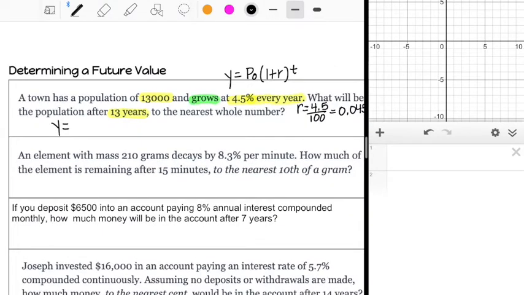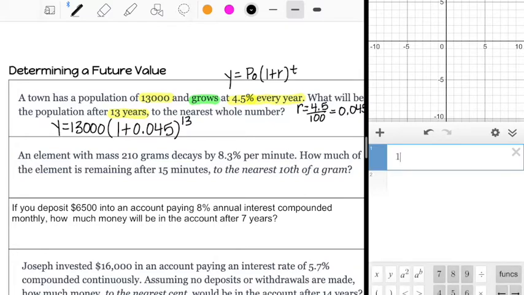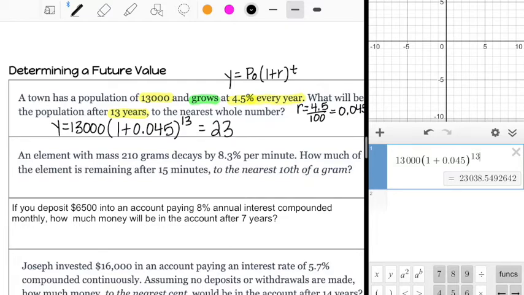Okay? And I'm going to plug this into my formula. I know that y equals, my initial value is going to be 13,000, 1 plus my rate, we're going to put in that decimal, and we're going to raise it to 13 years. So we're going to calculate how much the population is going to be in 13 years. And we figure out, so we're talking about population, we're talking about people. So it grew to have a future value of 23,039. So it was 38.5. I went ahead and rounded up to 39.